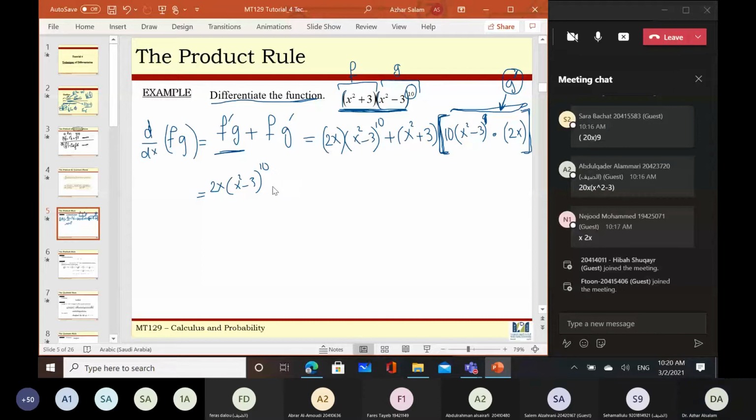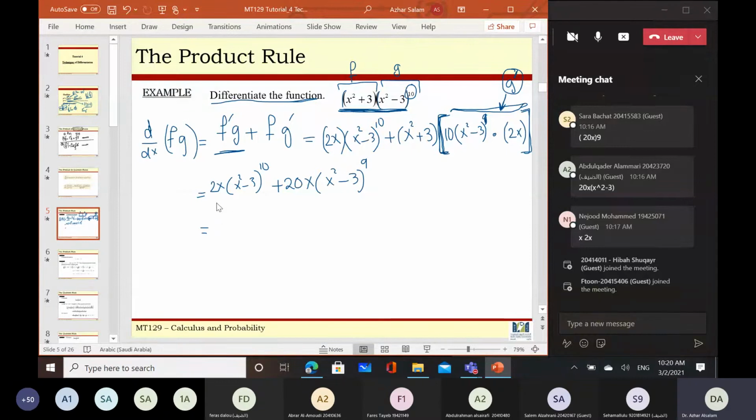Plus, here I can multiply 2x by 10. It will be 20x multiplied by (x squared minus 3) all to the power 9. Also, I can stop here, but maybe there are more common factors to simplify.